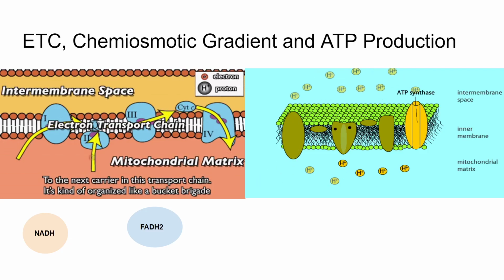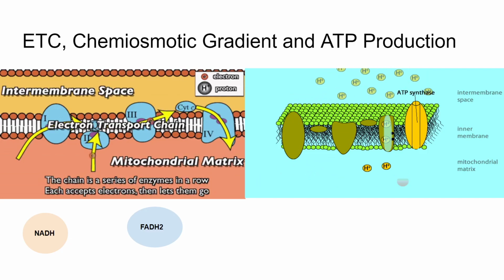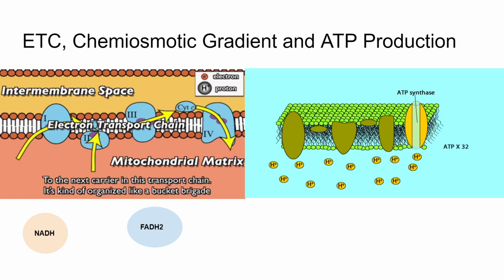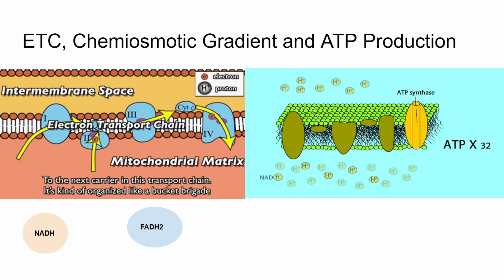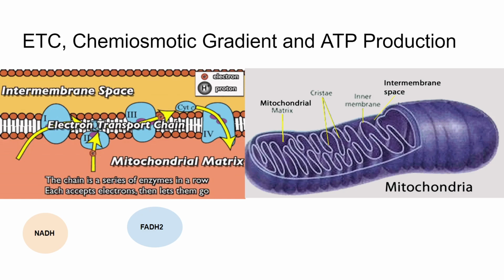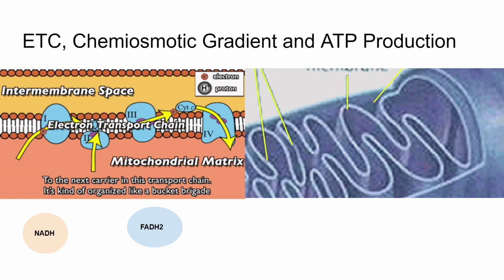Chemiosmotic gradient and ATP production. The electron carriers NADH and FADH2 transfer their electrons to the beginning of the transport chain. NADH transfers its electrons to complex 1, which pumps protons out of the mitochondrial matrix and turns back to NAD+.